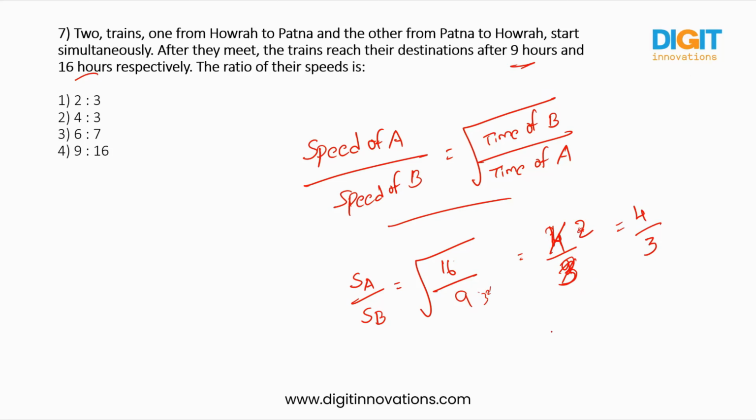Okay. No further simplifications. So the ratio they are asking is 4 is to 3. So the answer is option 2. So you have to remember this formula. If they told us the destination, arriving destination timings, you have to use this.